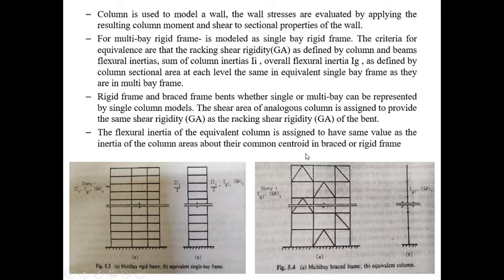The flexural inertia of the equivalent column, whatever column we assign, is assigned to have the same value as the inertia of the column area about the common centroid in the braced or rigid frame. So if it is a braced rigid frame, it should have the same equivalent values as the equivalent column. Now this is just the representation to show you that when there are different structural forms, how they can be modeled and what equivalence characteristics we have to consider.